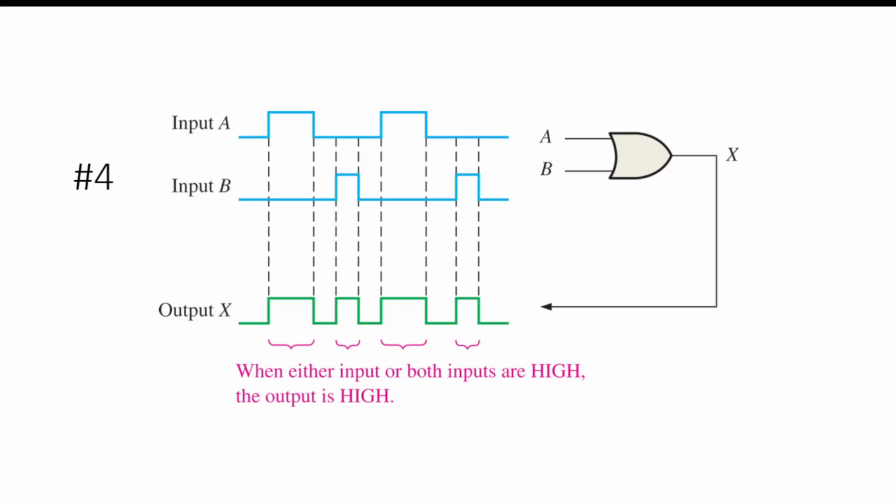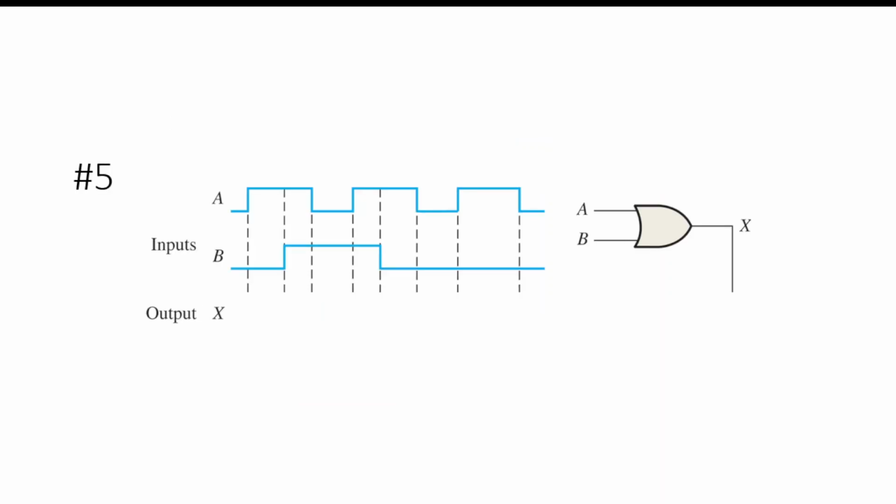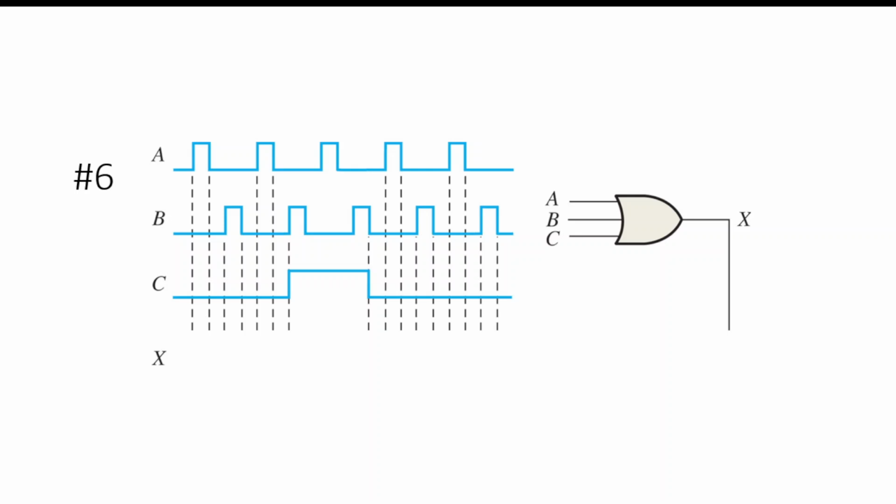And the answers. We can see here, it is an OR gate, which means it doesn't matter which one of the inputs is high, the output will go high. Example 5. And the answers. Example number 6. This is a 3-input OR gate.